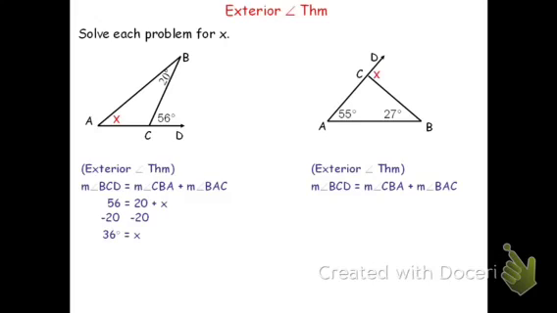Substituting in what I know, the exterior angle is x, and the two remote interior angles are 55 and 27. So if we put it together, we get this equation. Now in this case, all we have to do is add the 27 and the 55, and we find that the measure of that exterior angle is 82 degrees. Now I'm going to put two more examples up, and I want you to try them. So let's look at them.